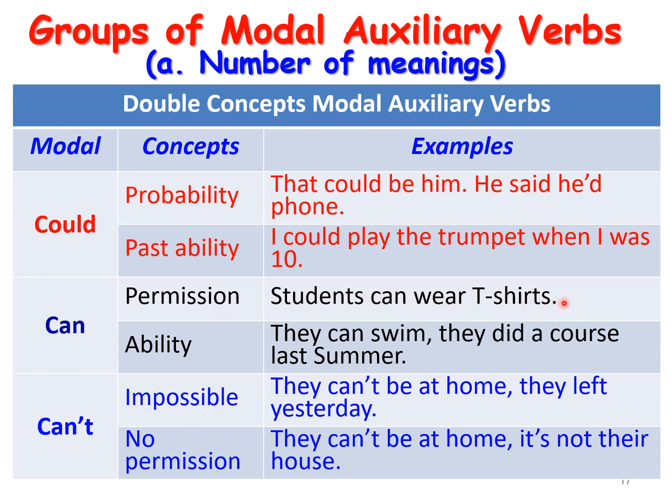Jumping to can, it talks about permission. Students can wear t-shirts. When you have this, everyone can wear it, no matter what. Permission. Can is also used to talk about ability. They can swim. You see, they can swim. They did a course last summer. Quite sure they have the ability because they took a course last summer. That's why they can swim. So can is used to talk about permission and ability. How about can't?